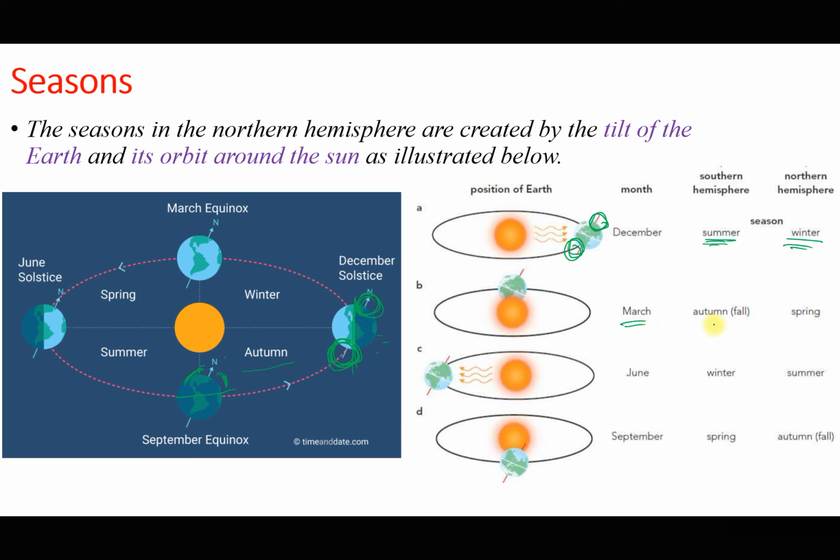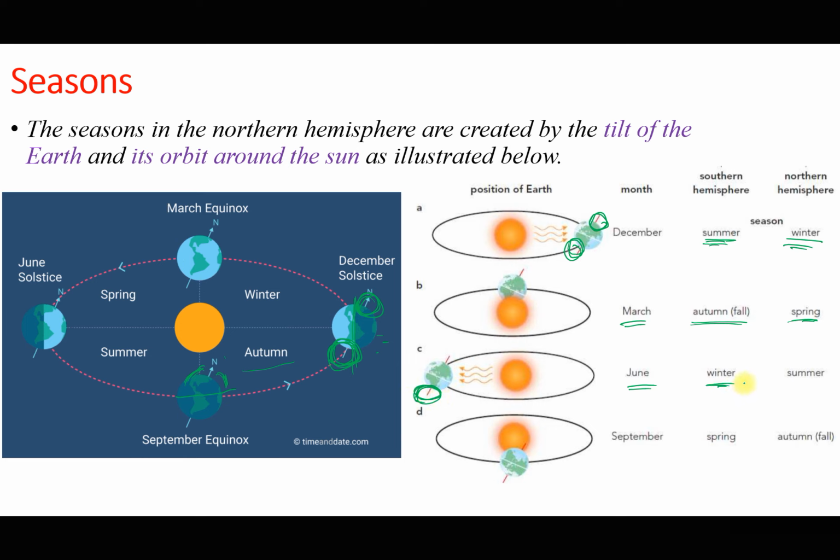Then in March we have this. Remember, the Earth is moving around the Sun. In March, the southern hemisphere is going to be autumn, that is fall. So we have started moving away from the Sun. The southern hemisphere has started moving away from the Sun, but of course it is just turning to spring in the northern hemisphere. During June, when you look at the southern hemisphere, it is far away from the Sun.